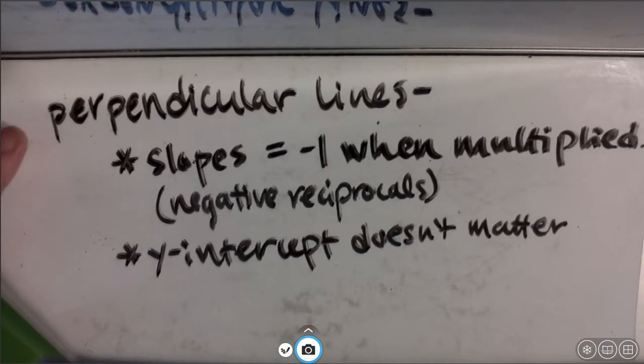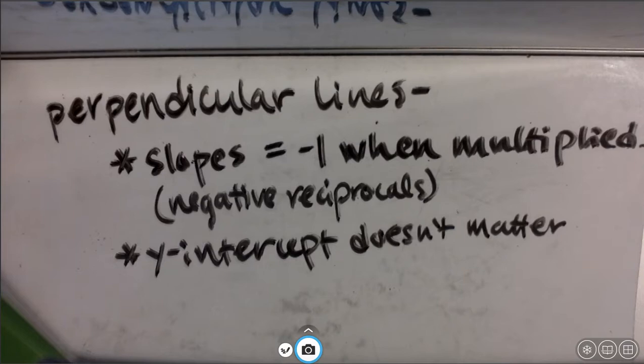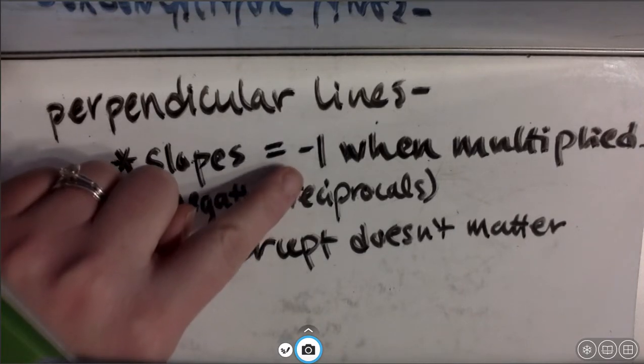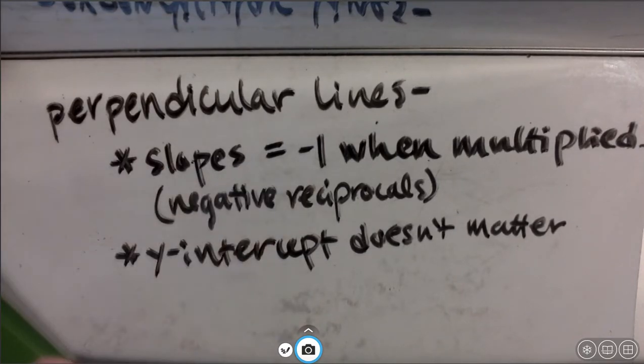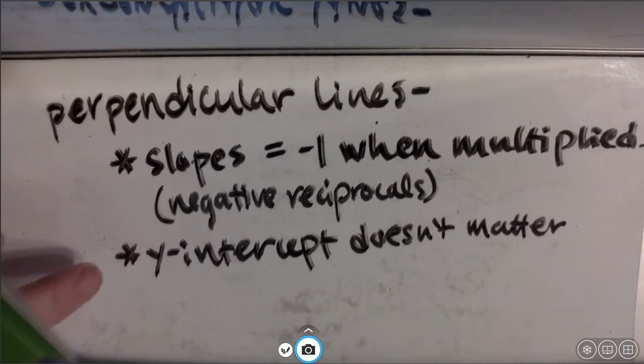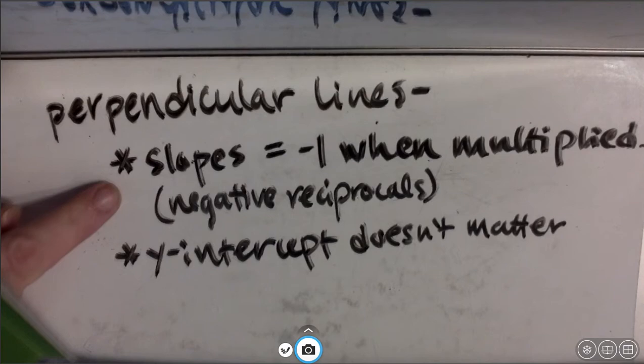Perpendicular lines, if you played through the Desmos lesson and you got out of it what I hope you got out of it, is you would find that the slopes, when you multiply them together, equal -1 after you simplify them. In other words, they are negative reciprocals of each other. The y-intercept, you should have found, doesn't matter. It doesn't matter if you change the y-intercept. It's all about the slopes with perpendicular lines. So let's look at a couple of examples.